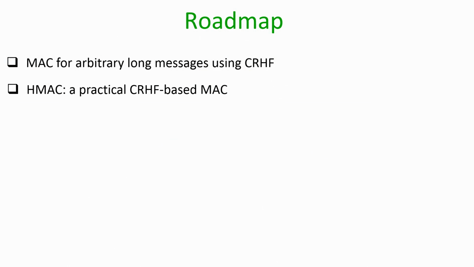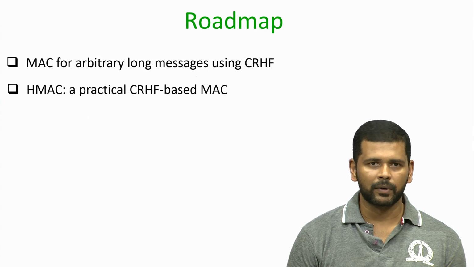Just to recall, in the last lecture we have introduced a new cryptographic primitive, namely cryptographic hash functions, and we also discussed rigorously one of the important security properties that we require from cryptographic hash functions, namely that of collision resistance. We also saw how to construct cryptographic hash functions using the Merkle-Damgard paradigm.